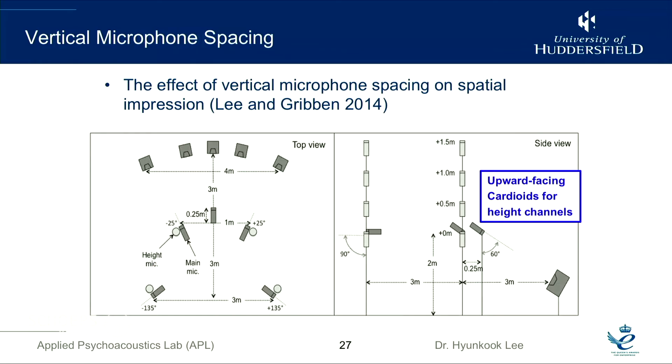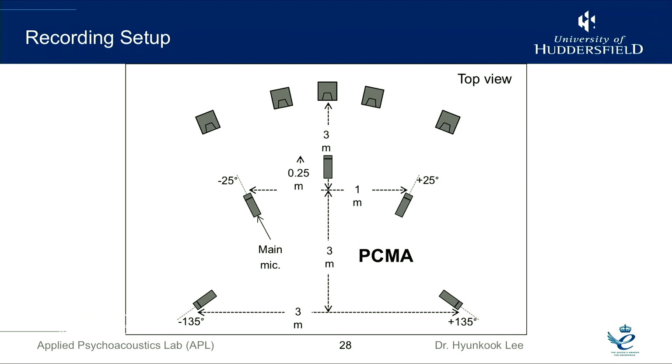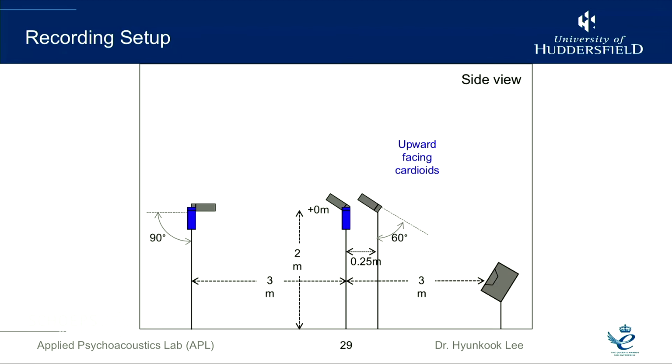So we also conducted some research on the effect of vertical microphone spacing. As you increase the spacing between microphones, naturally, we decorrelate the sounds between the main and the high microphone signals. So can we increase the perceived envelopment or spatial impression by applying larger spacing? So we had this microphone array PCMA. I'm going to talk about it a bit later. And we added 4 height microphones right next to the microphone position. The first layer was at 0 degrees, so vertically coincident, and then 0.5, 1 meter, and 1.5 meters.